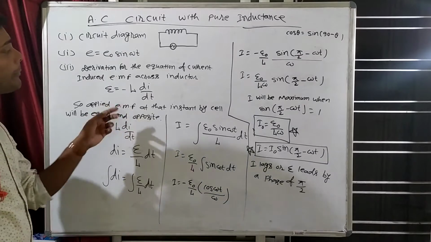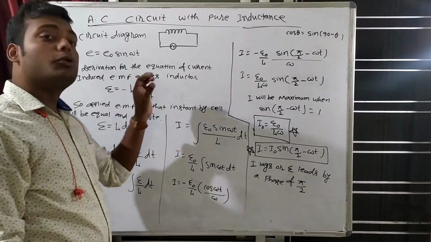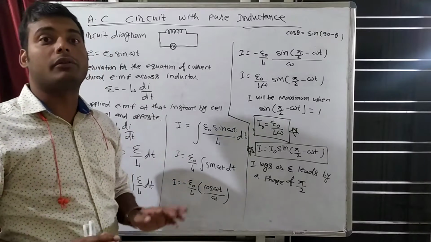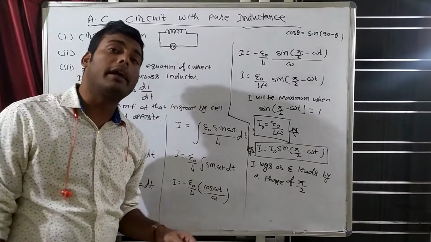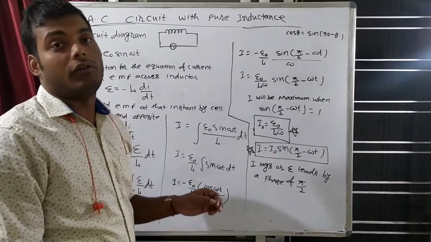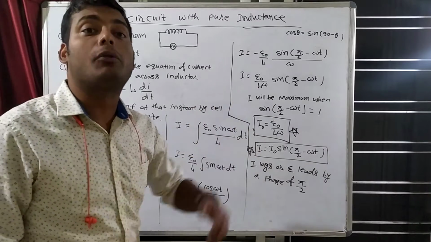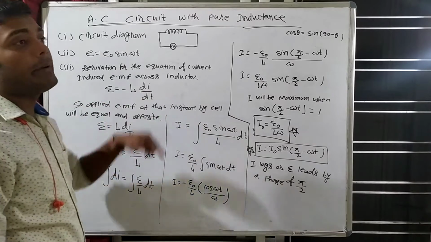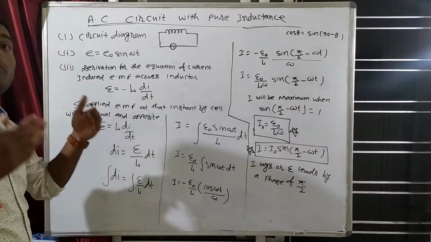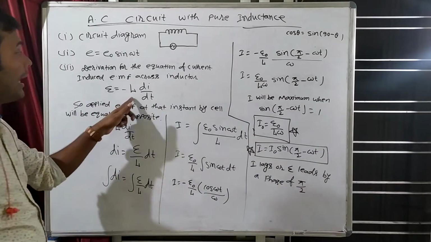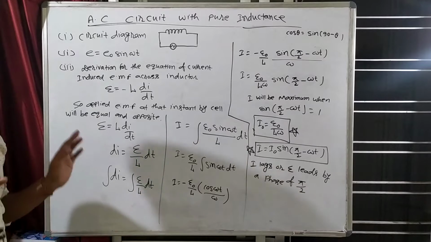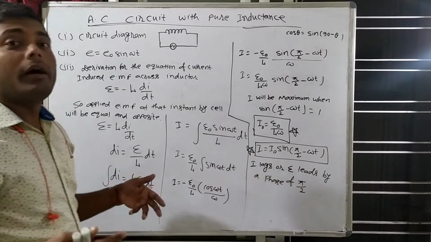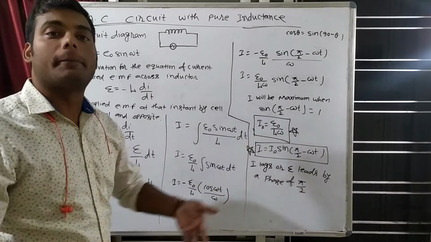So if induced EMF is minus L di by dt, the applied EMF will be just opposite of it and equal in magnitude. Actually, Lenz's law also follows Newton's third law, that is, every action has equal and opposite reaction. So if induced EMF is minus L di by dt, then applied EMF will be plus L di by dt. Clear? Lenz's law follows which law? Newton's third law. And Newton's third law is what? Every action has equal and opposite reaction.